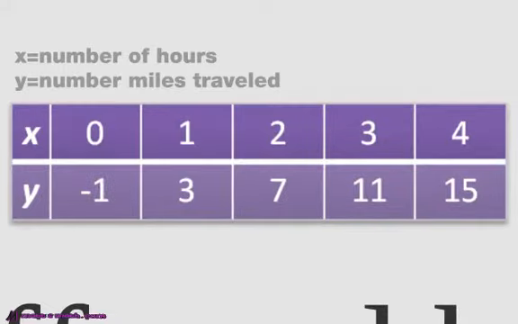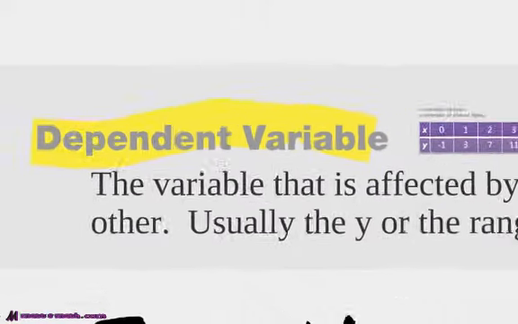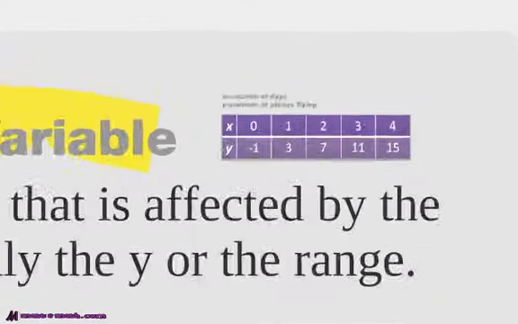These guys down here are dependent upon the x. So hint, hint, they are called the dependent variable. The dependent variable is the variable that is affected by the other, and it's usually the y or the range. No big deal there. So it's usually the y.